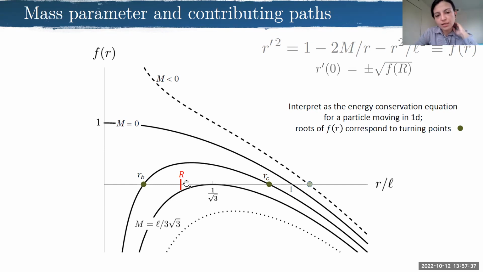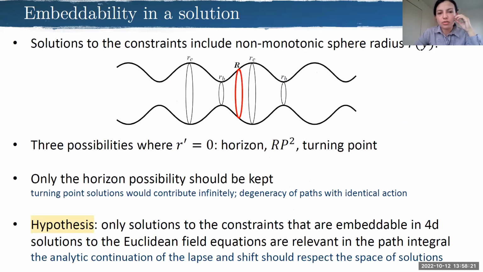So if we have a system boundary at some radius capital R, let's see what the slice looks like if we get away from this boundary at R. Depending on the value of R prime at the boundary, we could go either to the right or left. If R prime at the boundary is positive, we go to the right, and then we reach the zero of this function F. This root of the function F corresponds to a turning point. So at this point, we could go back and go to the other zero, and so on. So one possibility is that the solutions to the constraints also include non-monotonic sphere radius R, an embedding diagram of which I'm showing here.